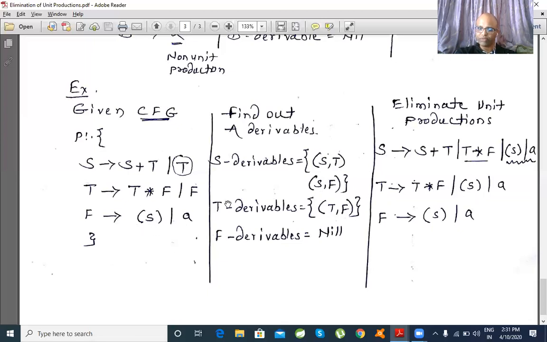So instead of F, see this T multiplied by F kept as it is, and instead of F, we'll write back whatever F is producing. So these two grammar rules get added into this non-terminal T. Now F derivables are nil. So we directly write whatever the previous grammar had, it has to be reflected in your newly generated grammar, and this grammar is said to be free of unit productions.